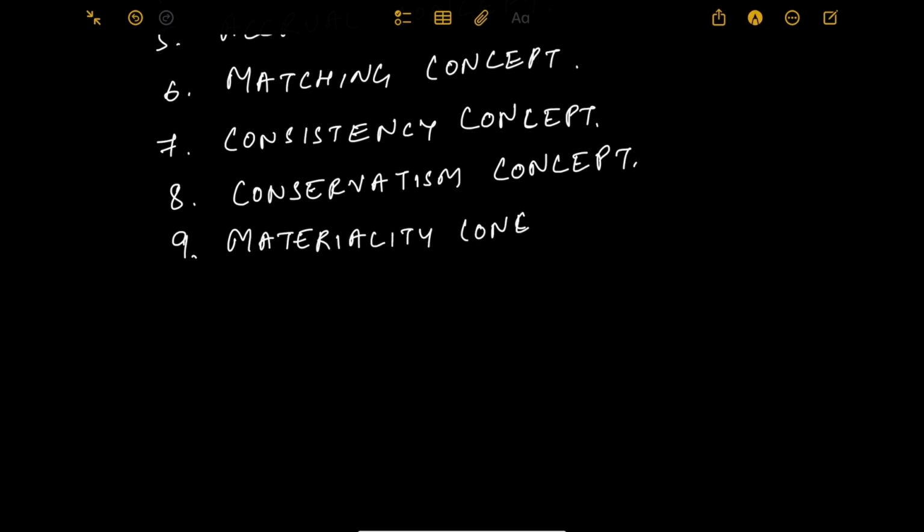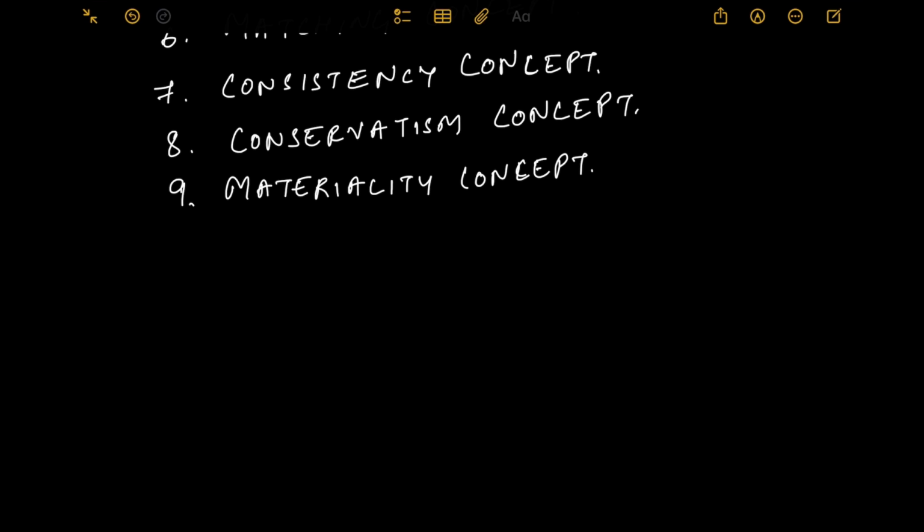Materiality concept. So what the materiality concept says is only information that would influence the decisions of a reasonable user of financial statements should be disclosed. Materiality concept, some trivial transactions may be ignored or grouped, right? So just an example I'll tell you.